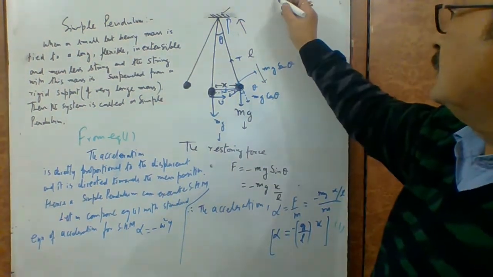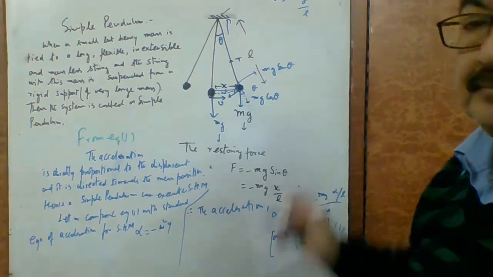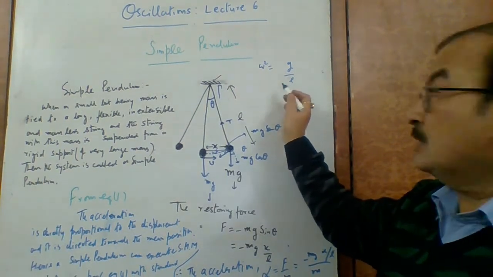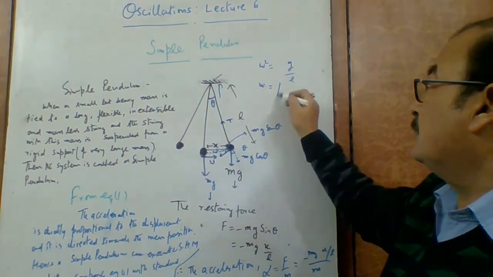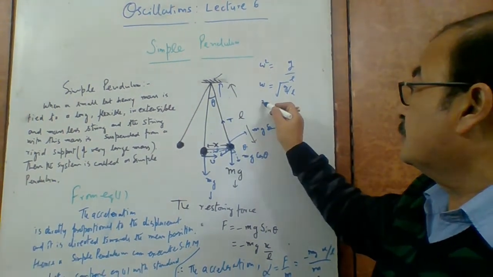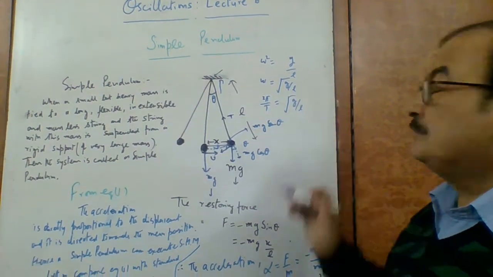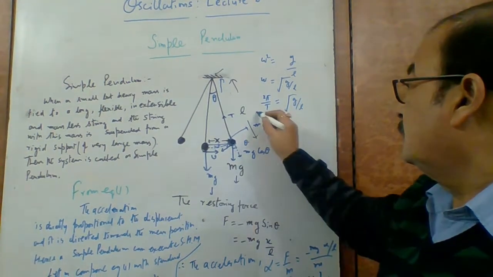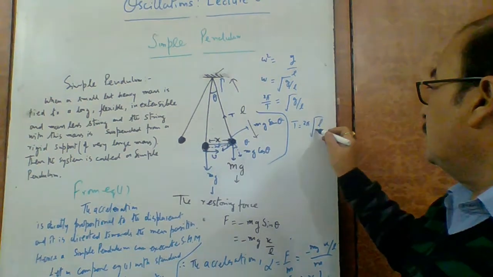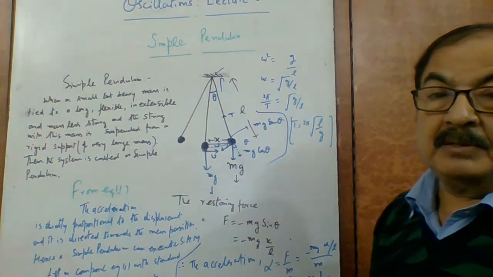From this, omega square comes out to be g by l. Therefore, omega must be equal to under root g by l, or 2 pi by T equals under root g by l, or T equals 2 pi under root l by g. This is the formula for time period of pendulum.